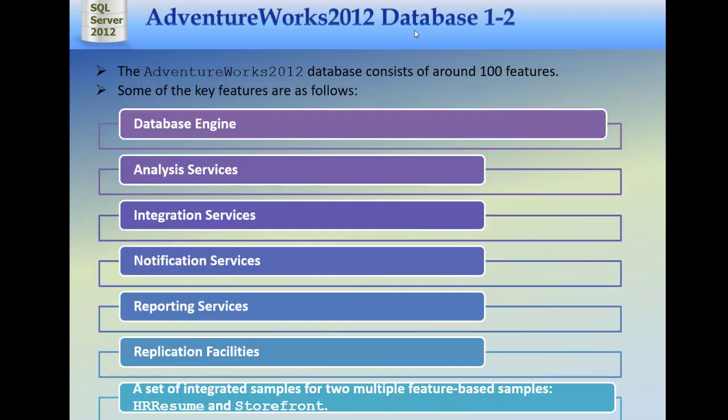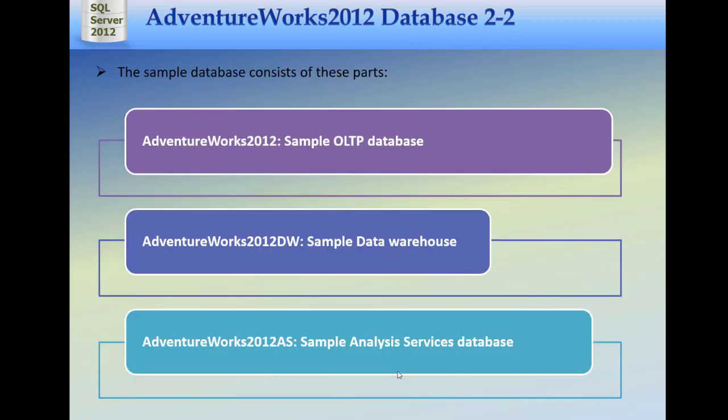Now, the AdventureWorks 2012 database. Remember, we have already downloaded the AdventureWorks 2016. We're just going to install it next. The AdventureWorks 2012 or 2016 database consists of around 100 features, and some of the key features are given below. We have the database engine, analysis services, integration services, notification, reporting services, application facilities, a set of integrated samples for two multiple feature-based samples. That is the HR resume and the storefront.